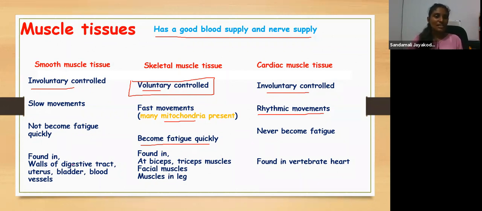And then smooth muscle tissues can be found in the walls of the digestive tract, uterus, bladder, and blood vessels. They can increase their volume. That means they can show dilations. They can increase their volume due to the relaxation of these smooth muscle tissues. Then they can contract due to the contractions of these smooth muscle tissues. Volume can be increased and decreased.